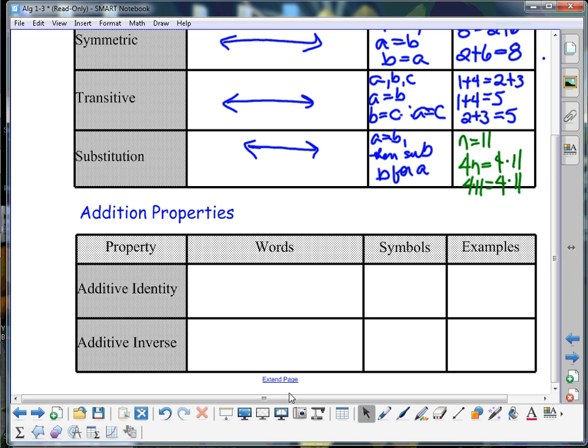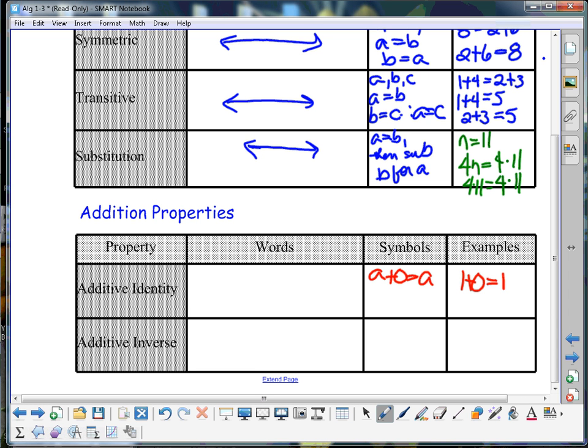Additive identity. We've done this before. The additive identity says that any number and 0 is equal to that number. So if you have the number A plus 0, it will equal the identical number A. So 1 plus 0 equals 1.